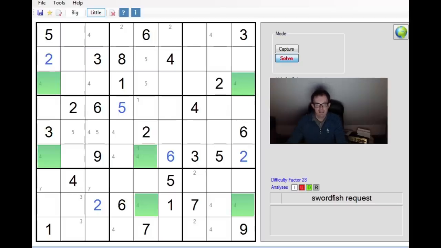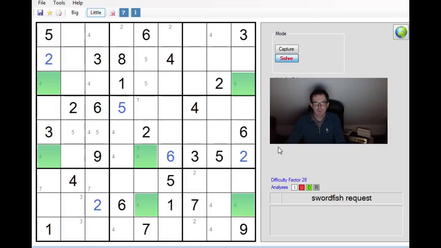So let's study, I'll add some highlighting afterwards, but we've now located three different columns where the fours are restricted to exactly the same subset of three rows, and those rows are row 3, row 6, and row 8. So now we need to think about how we're going to be able to use this fact to make more progress.